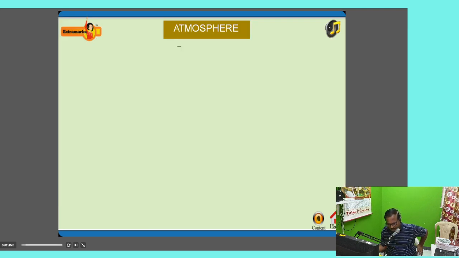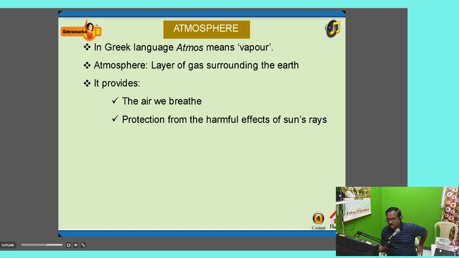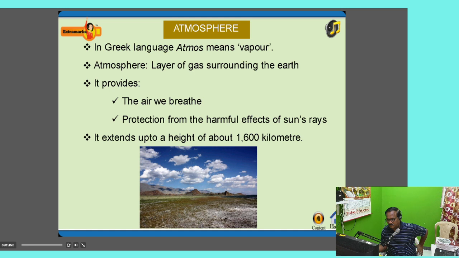Atmosphere. In the Greek language, atmos means vapor. Atmosphere is the layer of gas surrounding the earth. It provides the air we breathe and protection from the harmful effects of the sun rays. It extends up to a height of about 1,600 kilometers.